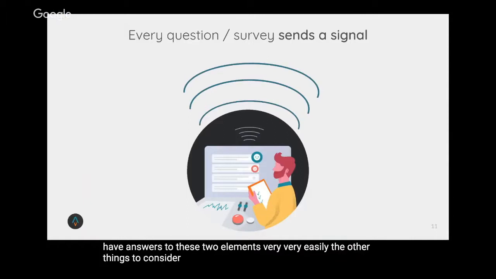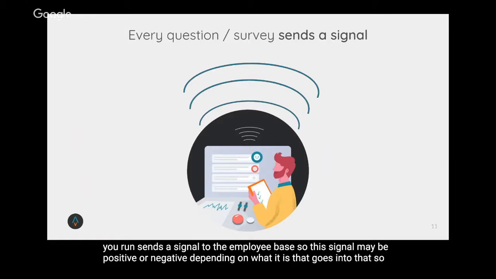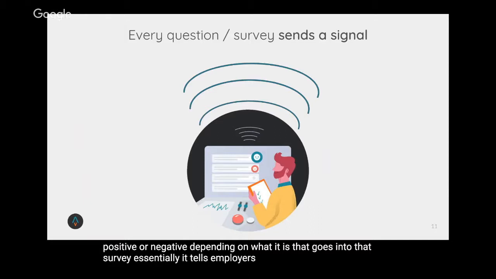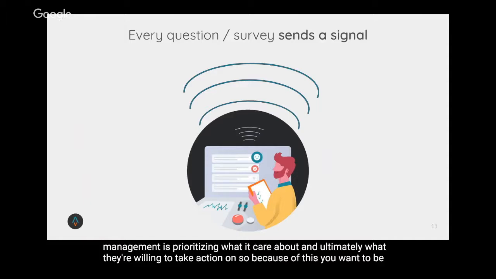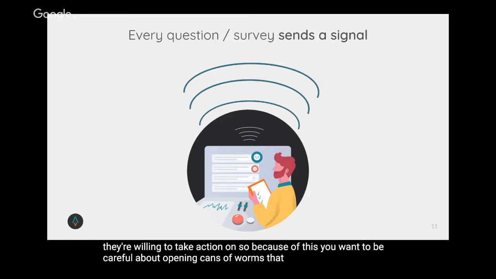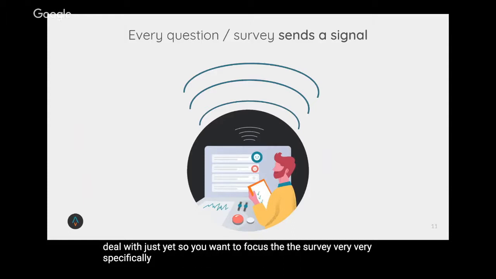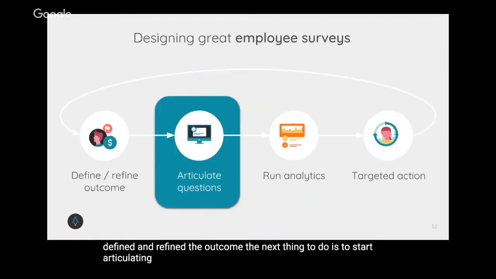One of the other things to consider is that every single question, every survey that you run sends a signal to the employee base. So this signal may be positive or negative depending on what it is that goes into that survey. Essentially, it tells employees who take the survey what management is prioritizing, what they care about, and ultimately what they're willing to take action on. So because of this, you want to be careful about opening cans of worms that you might not want to deal with just yet. So you want to focus the survey very, very specifically on as narrow a hypothesis as possible.